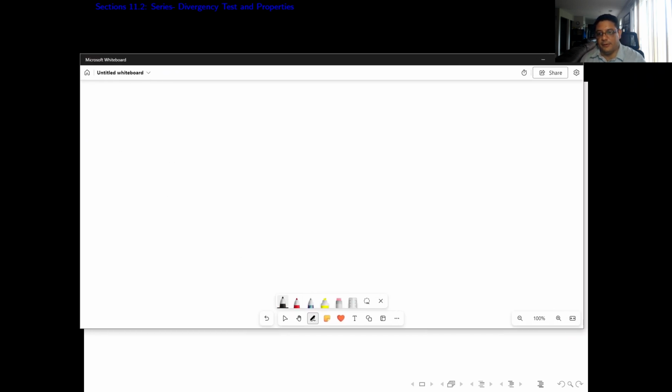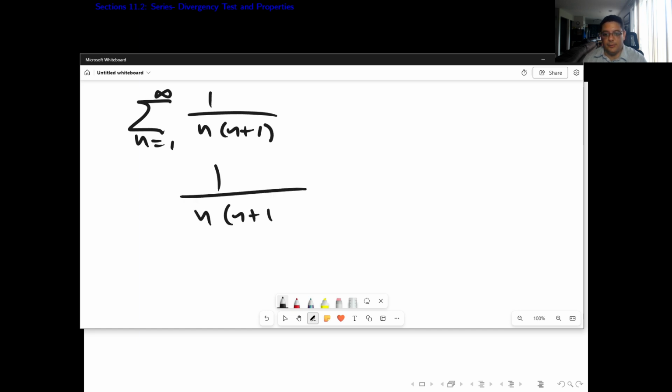So consider the series for an n equals 1 to infinity of 1 over n plus 1. By itself, the series is kind of hard to check. Notice that the limit when n goes to infinity of 1 over n plus 1 is actually 0, so I cannot tell anything by it. But what we're going to do is rearrange it by partial fractions. So if I use partial fractions here, notice that this is going to be 1 over n minus 1 over n plus 1.